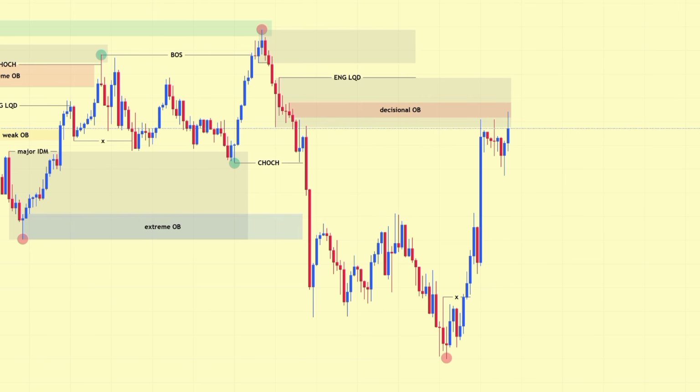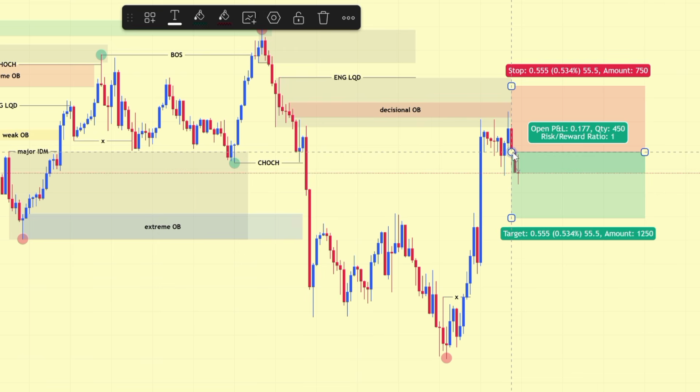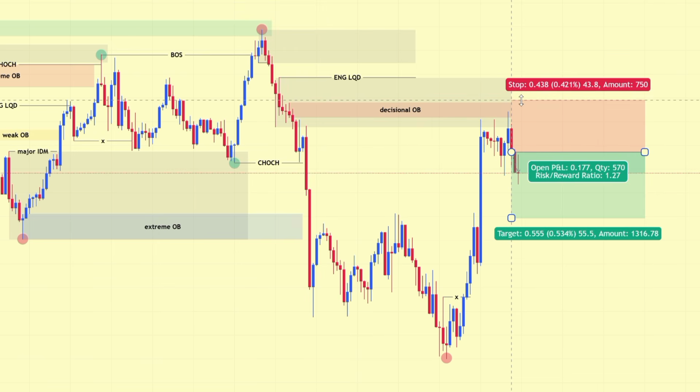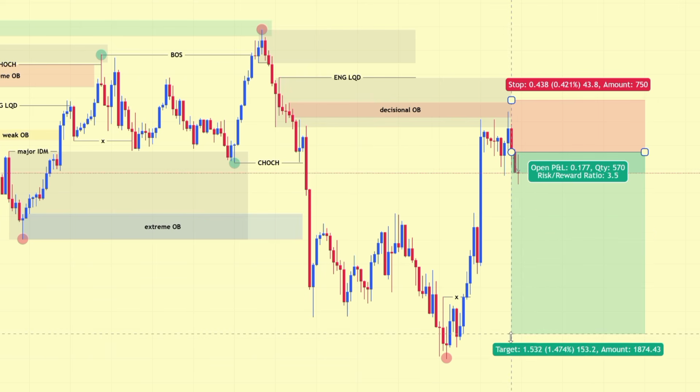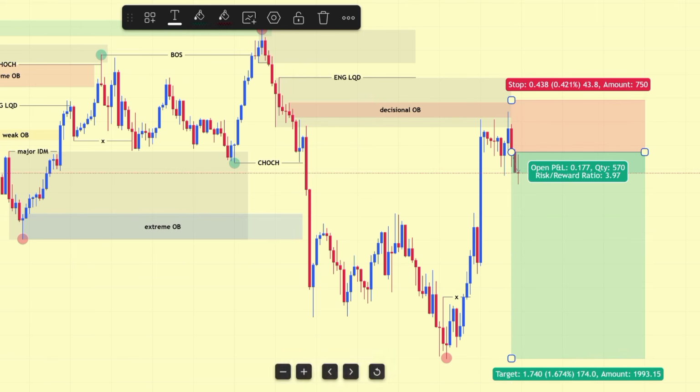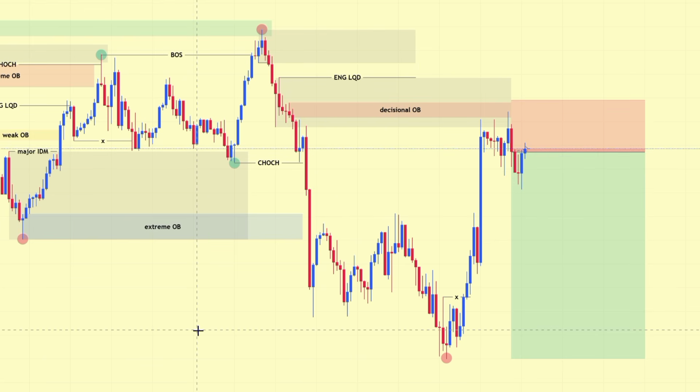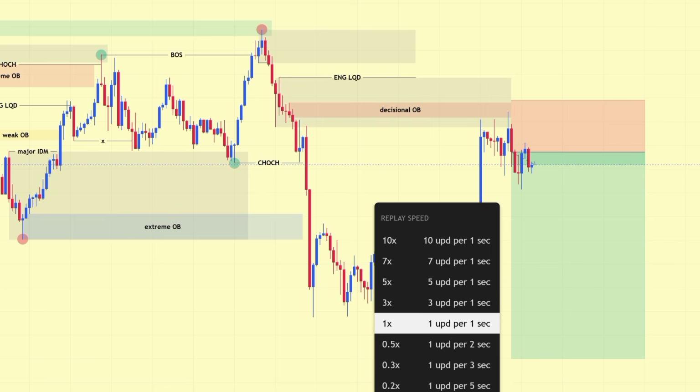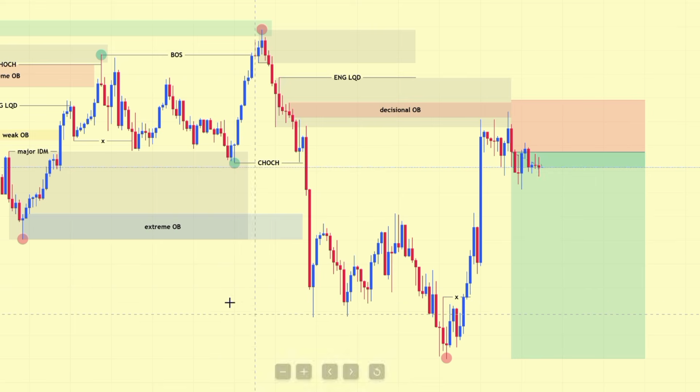So let's see if we get a reaction there. I'm anticipating one, and exactly right there you can clearly see that reaction. So there, and of course now I can place the stop loss above there, and I'll be targeting the external low, or the external liquidity, that is. And we can clearly see exactly right there that price is heading in our favor. So let me make it fast.